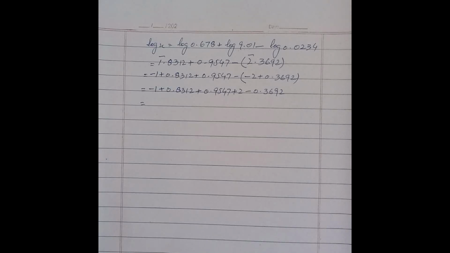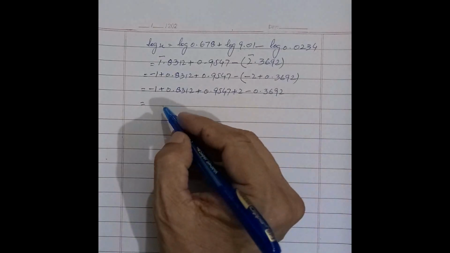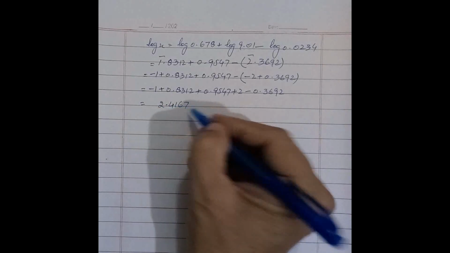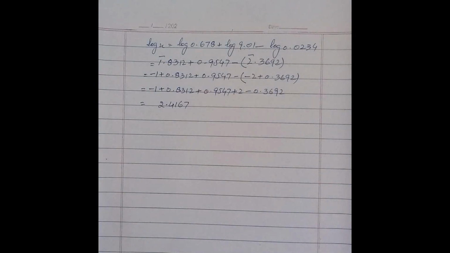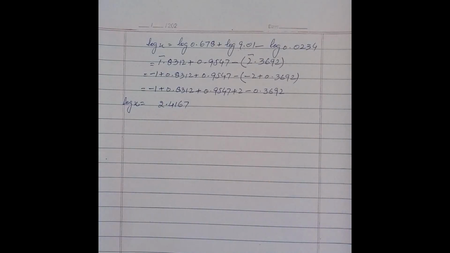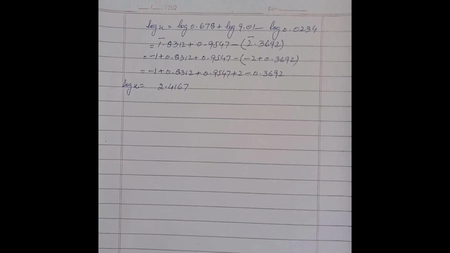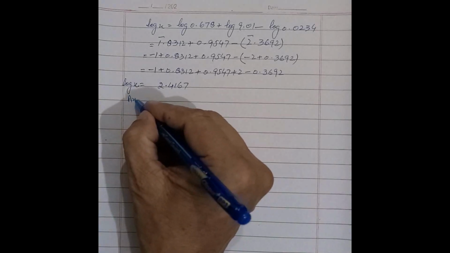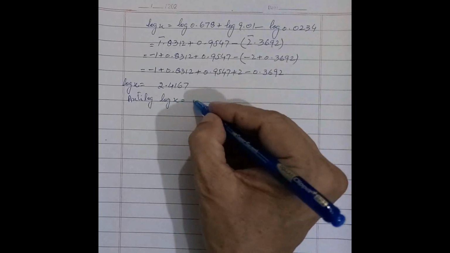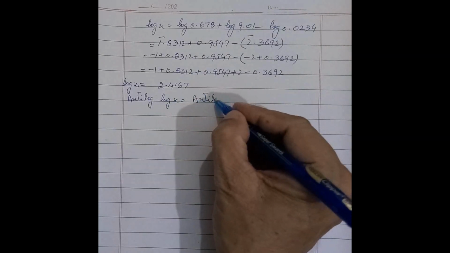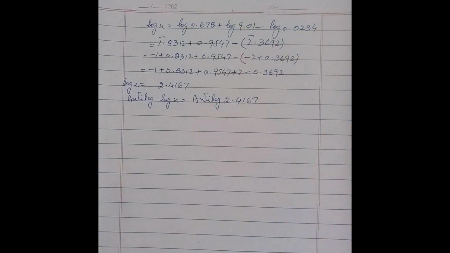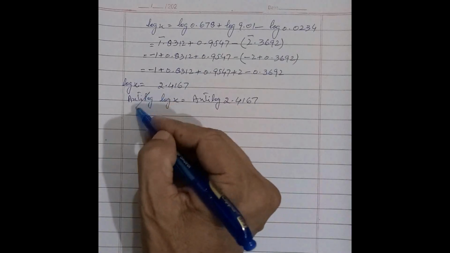And now we simplify all these values, we get 2.4167, and this value is equal to log of x. Now when we find the value of x, we apply the anti-log both sides. Anti-log of log of x is equal to anti-log 2.4167. This anti-log cancels the log.